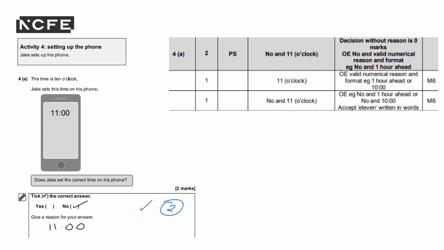Or no and 11 o'clock, that would also be fine. No and an hour ahead would be fine. No and 10 o'clock would be fine. Or 11 written in words, but that OE, or equivalent, allows for the 11.00. So it's not the correct time because it's 11 o'clock. So that would be awarded those 2 marks at entry level 1.